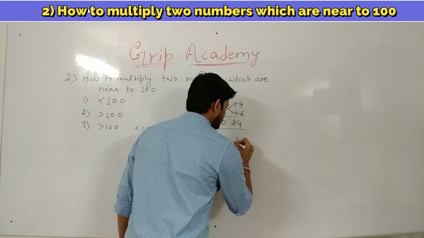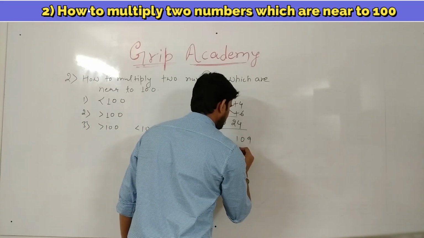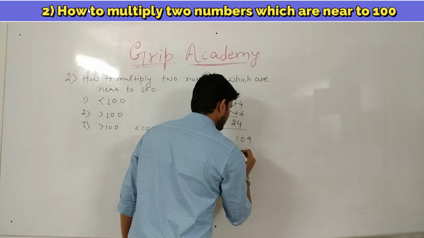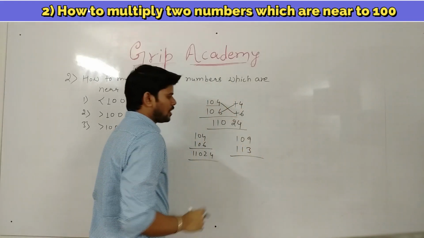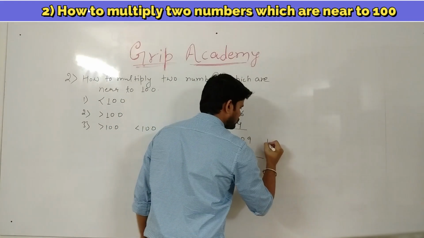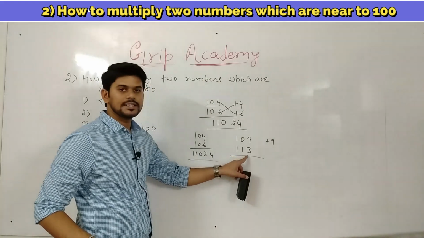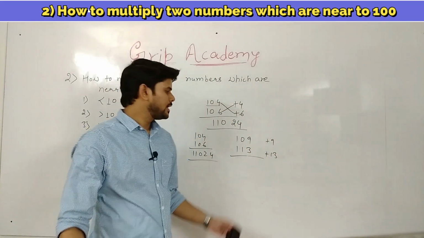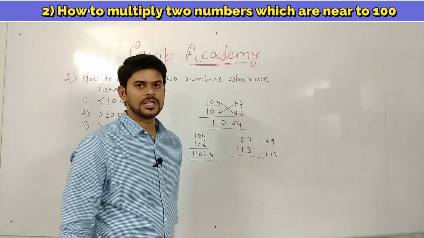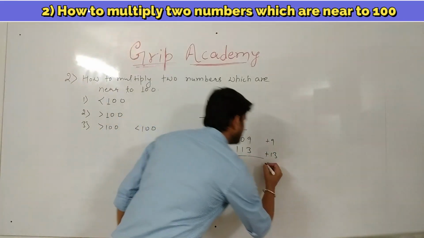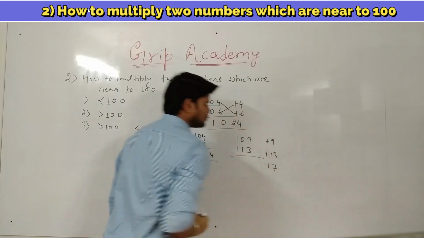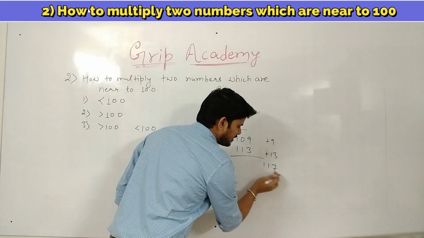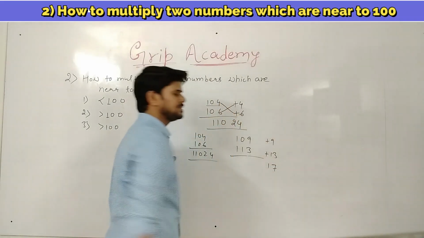Okay, let's take another example. Consider you have to multiply 109 and 113. So how much is it greater than 100? 9, so we'll write plus 9. How much is this greater than 100? 13, so we'll write it as plus 13. Okay, now 9 into 13 is how much? 117. So we will be writing only 17 and we will be taking 1 as carry.